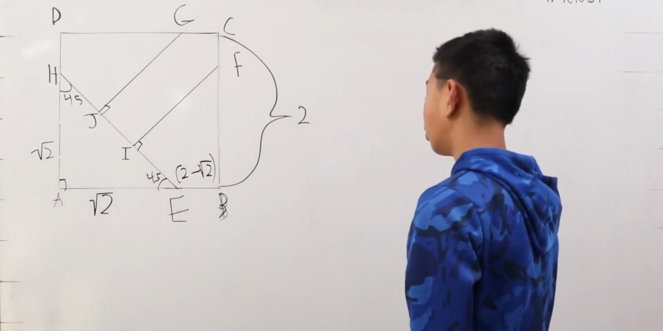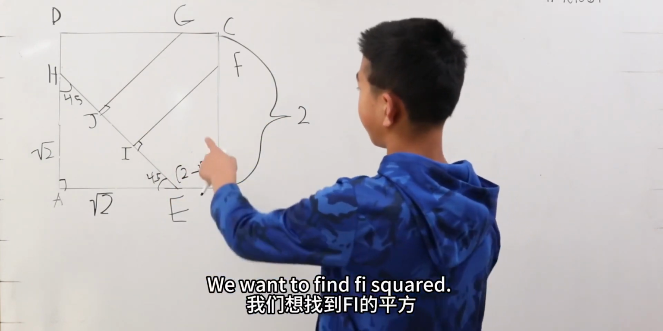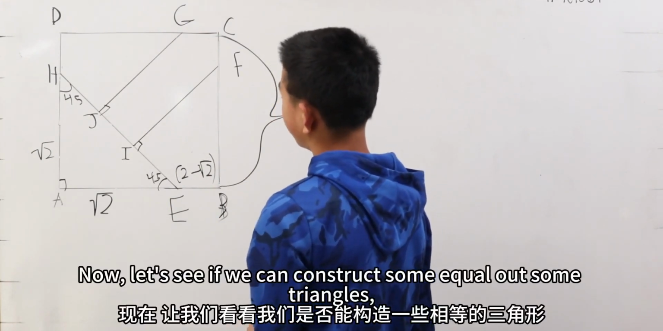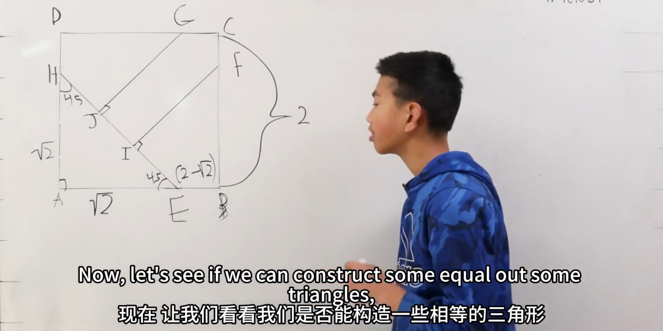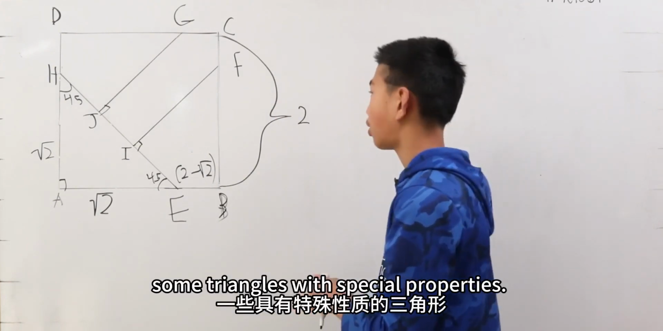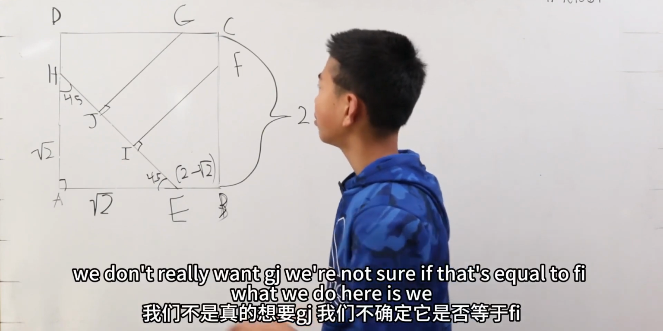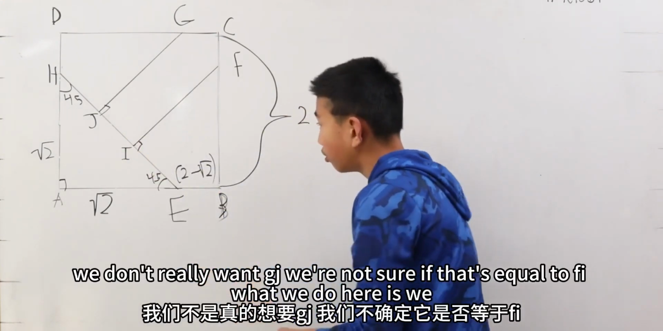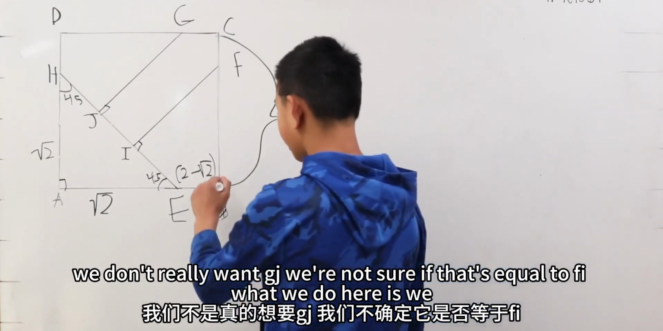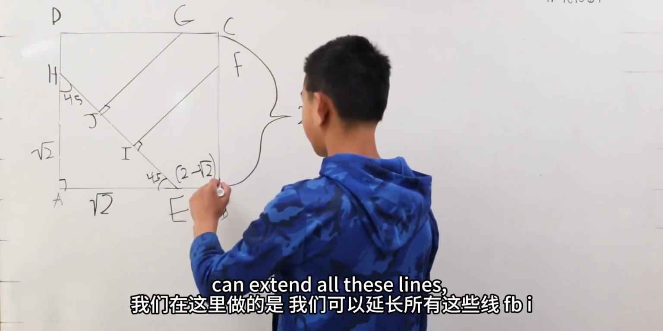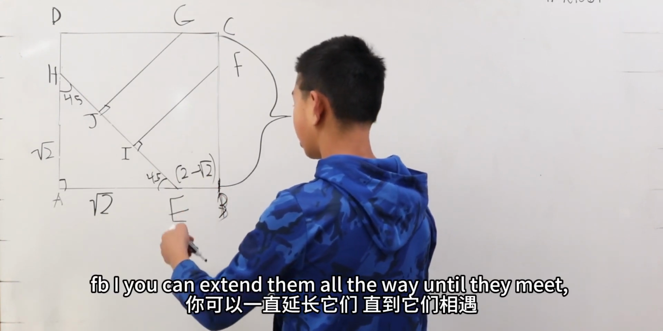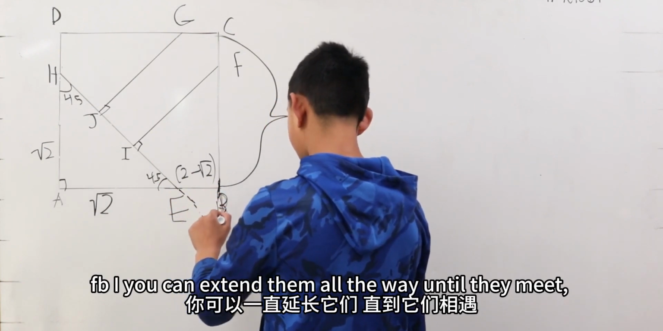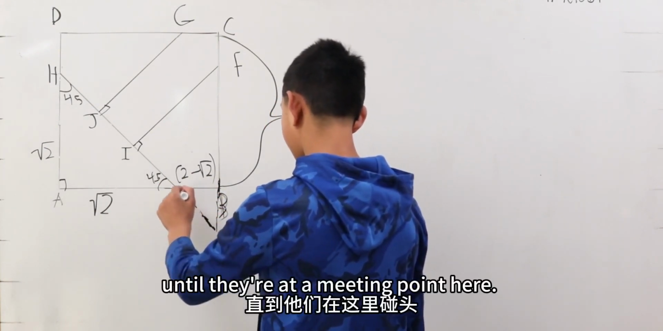Okay. Well, we want to find FI squared. Now, let's see if we can construct some triangles with special properties. Now, we don't really want GJ. We're not sure if that's equal to FI. So what we do here is we can extend the lines FB and IE all the way until they meet, until they're at a meeting point here.